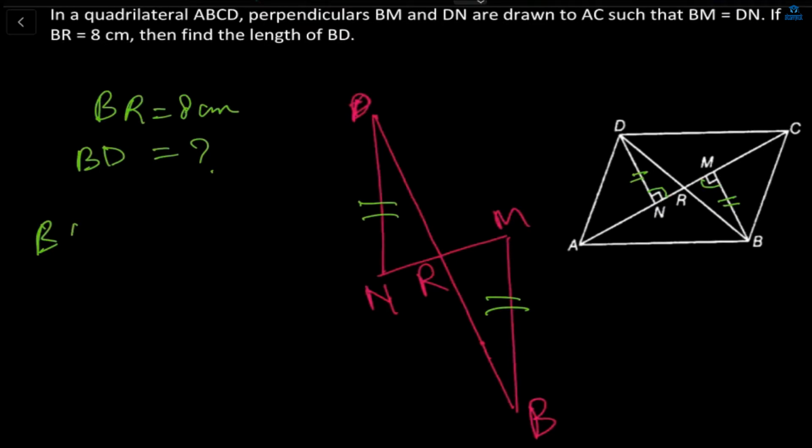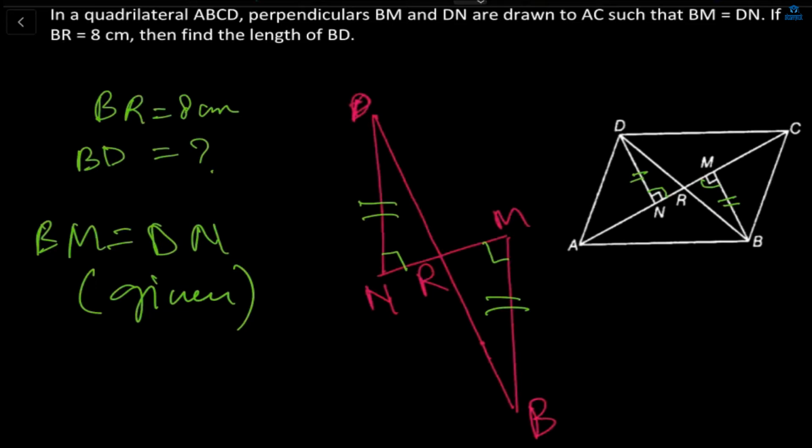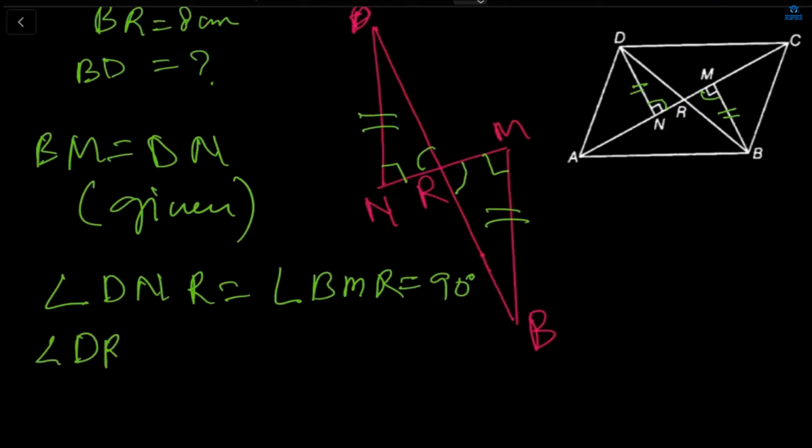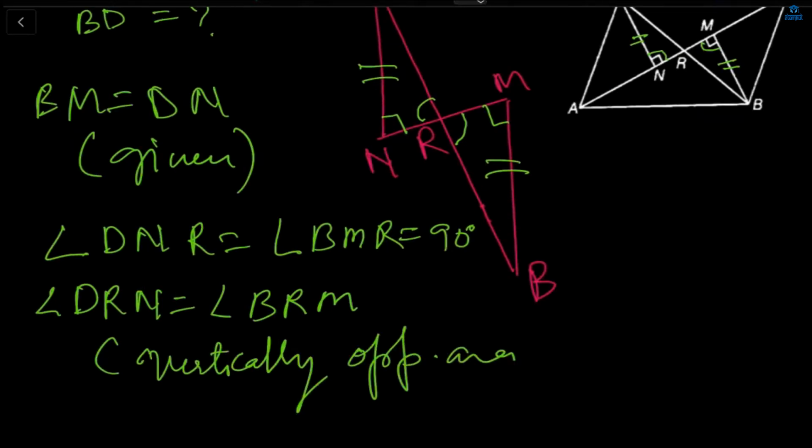BM is equal to DN, it's given. This is 90 degrees. It should be straight, but here you can see it is not straight because of the figure. So angle DNR is equal to angle BMR is equal to 90 degrees. And this angle will be equal to this angle, vertically opposite angles. So angle DRN is equal to angle BRM, opposite angles. Understood? Any doubt? So you can see this is a side, this is an angle, this is an angle.